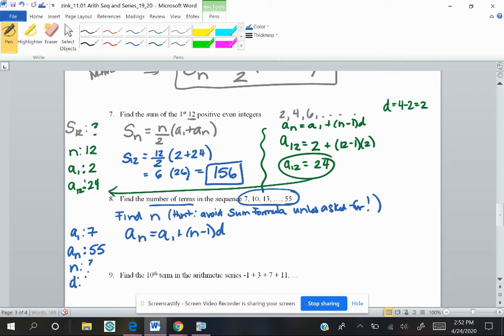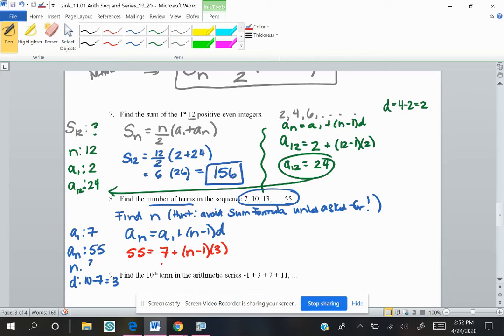And my common difference, I'm going to take my second term minus my first term, which gives me 3, 10 minus 7. And that looks like it works because 10 plus 3 gives me 13. All right, so I'm looking for my n term. So a sub n, we know, is going to be 55. A sub 1 is 7. We don't know n, and we know d is 3. So now we're just solving for n. We just have a basic equation here.